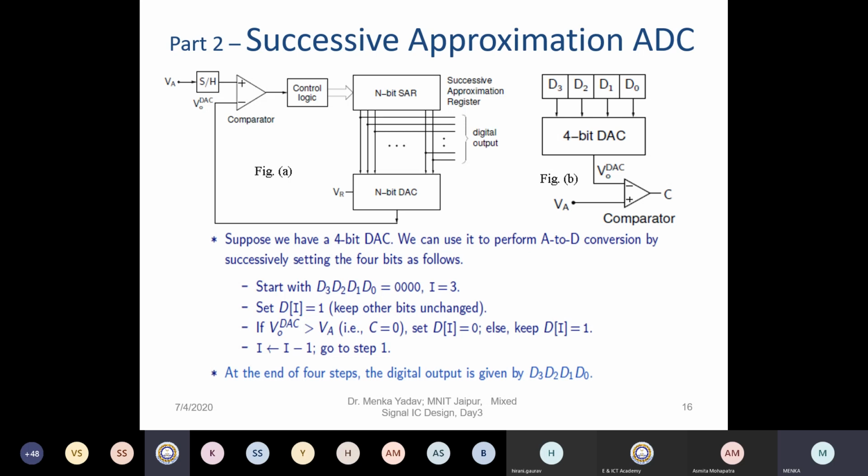Slide number 16. In slide number 16, we have a new type of ADC, which is the successive approximation ADC. As we have already seen in the resolution and conversion rate graph, the successive approximation ADC has a medium rate and medium accuracy. Means the conversion rate is medium and the accuracy is also medium.